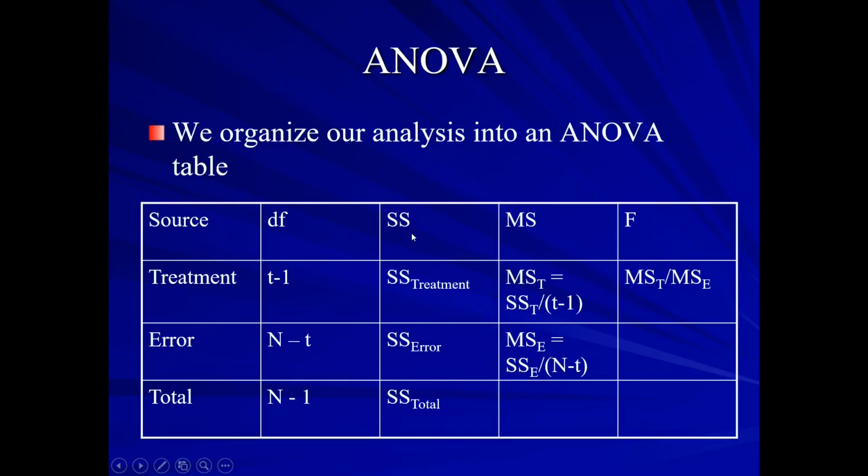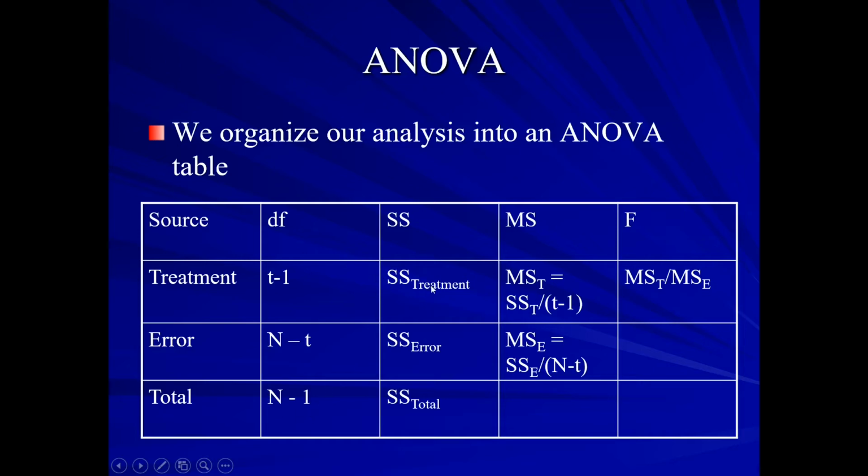Now we can analyze our data by organizing it into what's called an ANOVA table. Notice we have our source of variability. There's treatment variability, error variability, and total variability. Our degrees of freedom. If you recall back when you learned about variance, that n-1 in the denominator, we called our degrees of freedom. Well, we're going to have degrees of freedom for treatment. That's going to be number of treatments minus 1. Degrees of freedom for error is going to be total number of observations minus the number of treatments. And degrees of freedom for total is going to be total number of observations minus 1.